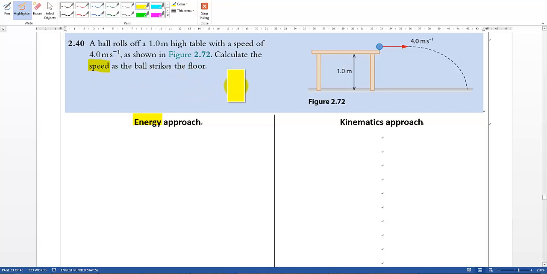At the same time, I will also want you to try to use the kinematics approach. This whole thing is a very similar situation to what you learned in the last chapter on projectile motion. So you can try to use those kinematics equations to calculate the same thing as well. So hopefully at the end you should find the same answer. Pause the video and try it now.